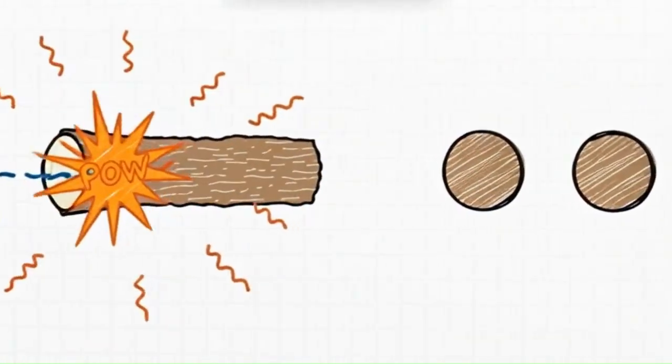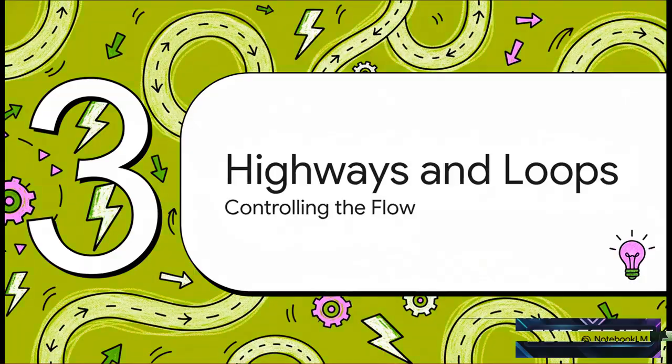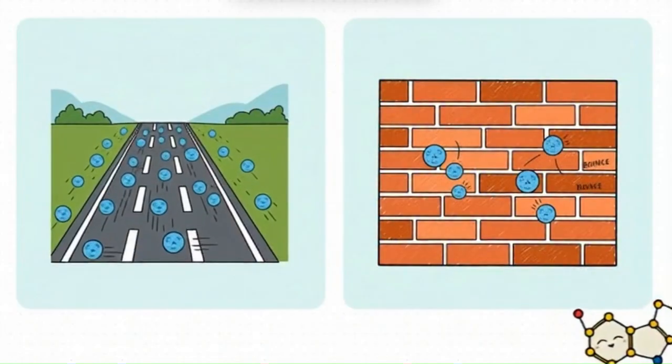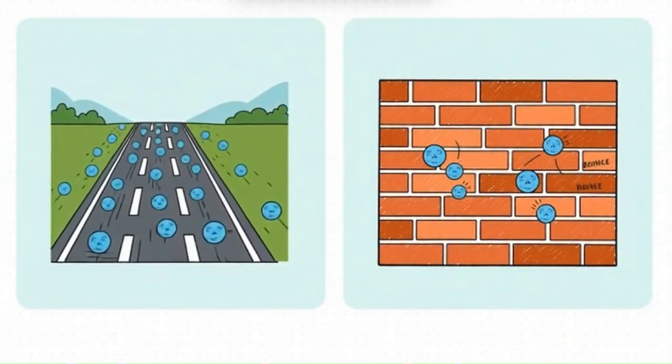Okay, so we know how to get electrons moving. Now, how do we actually control this flow to make it do useful things for us safely? Well, it's all about creating the right kinds of paths for the electrons to follow. It turns out electrons are kind of picky about what they'll travel through.